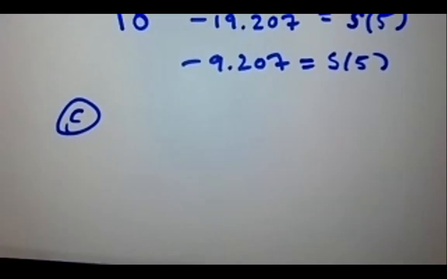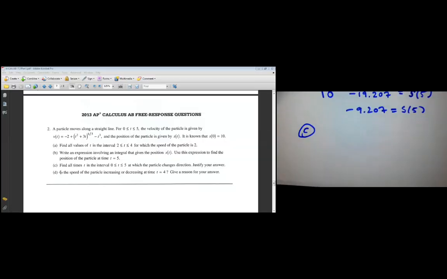Any questions on C? Okay, heading on to D. Easy. You see this one, you should be happy. We want V of 4, A of 4, compare the symbols. So we want V of 4, we want A of 4.